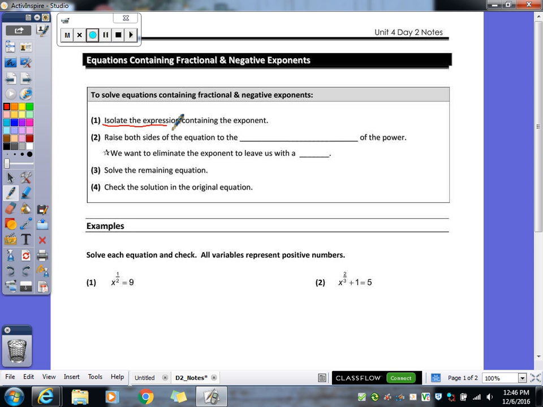So the first thing we need to do, and it's a key step, is you need to isolate the expression containing the exponent. So it's always going to be a variable that has your exponent that's either a fraction or negative. You want to get that on its own. So you add, subtract, multiply, divide, whatever you need to do to get everything else away. And then you're going to raise both sides of the equation to the reciprocal power.